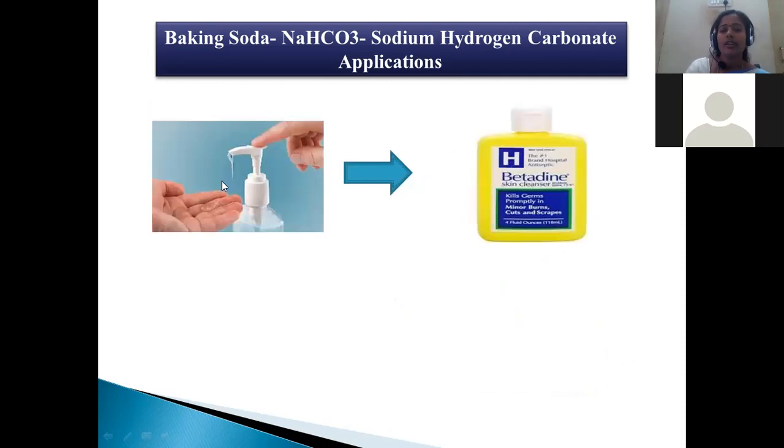And next, sodium bicarbonate also has antiseptic property, right? So a mild antiseptic property is there. That's the reason why it is used to kill germs and pathogens that cause diseases. It is the essential ingredient present in betadine. So it is a skin cleaner, and we can say it is a hand sanitizer, right? In this way, baking soda found applications.